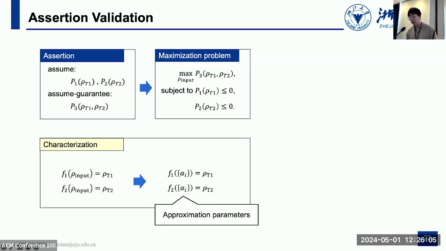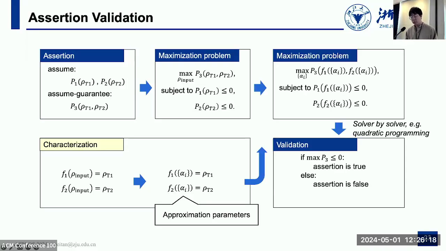On the characterization side, we have run characterizations and obtained a function for each trace point state. The inputs of the functions are program inputs. Besides, we use approximation parameters to represent the input. We substitute the trace point state in the maximization problem with approximation functions, and the arguments of the new functions are only approximation parameters. The maximization problem can be solved using many solvers. If the maximum is less than or equal to 0, it means that the assertion is true. Otherwise, the maximum argument is the counterexample that violates the assertion.